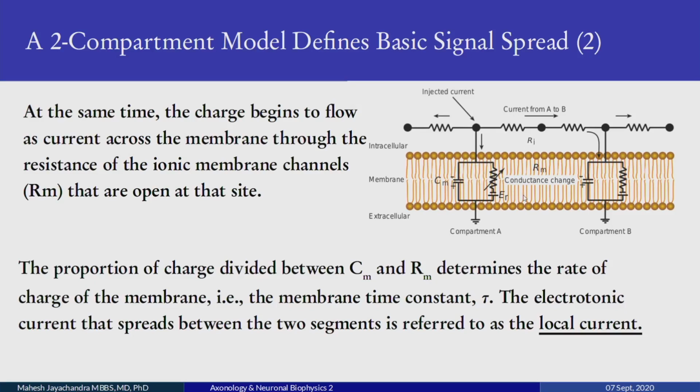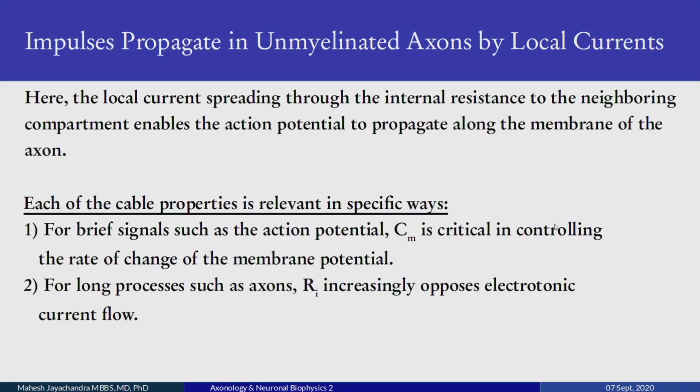And the proportion of charge divided between Cm and Ri determines the rate of change of the membrane potential, that is the membrane time constant. So the electrotonic current which spreads from one compartment to another is also called the local current. Okay. So in unmyelinated axons, if you remember, some axons have myelin insulating them, some of them are unmyelinated. In an unmyelinated axon, the local current spreading through the internal resistance allows the propagation to the next compartment.